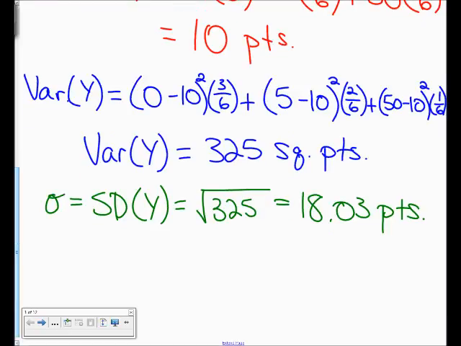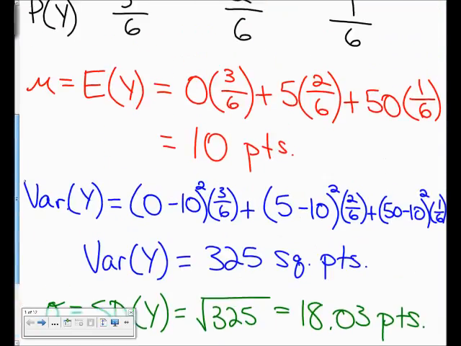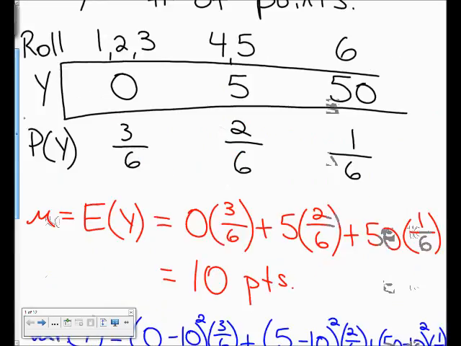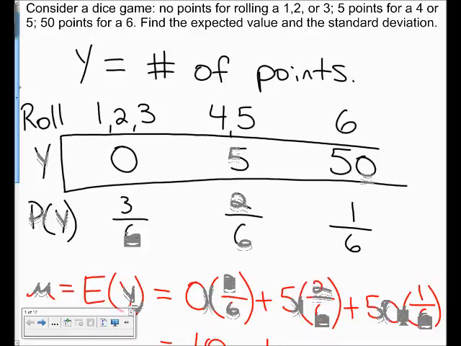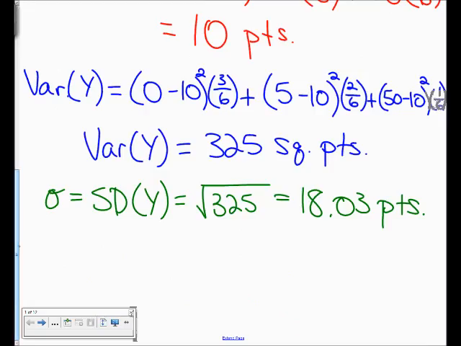So this shows a pretty decent wide range of possible values. Your possible values are 0, 5, and 50. That's a fairly wide range. All right, so that's the first one there, finding the mean, or the expected value, and standard deviation. So 10, and then 18.03.